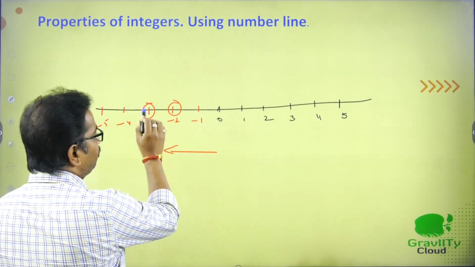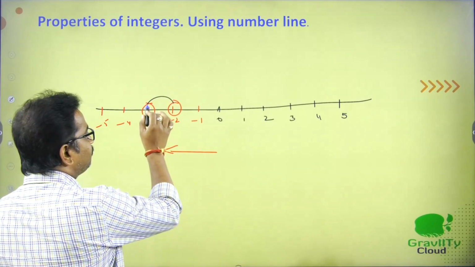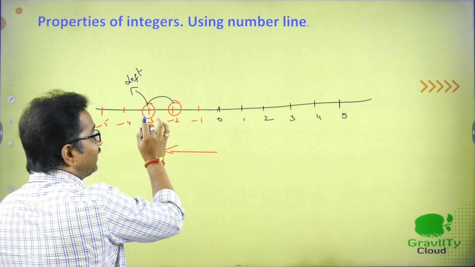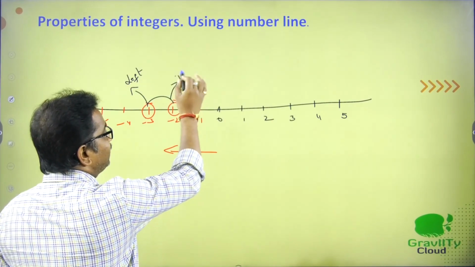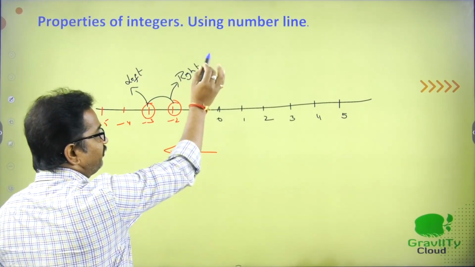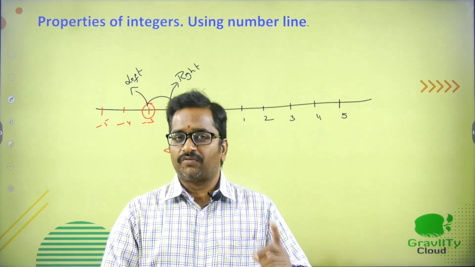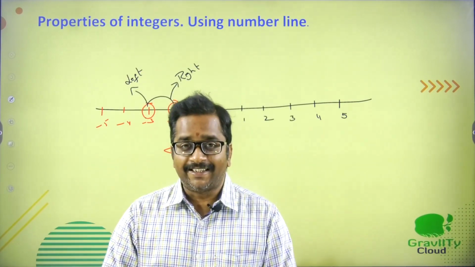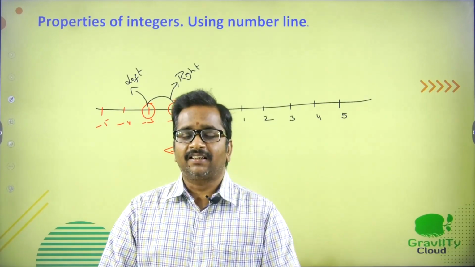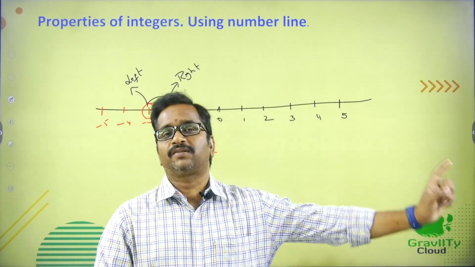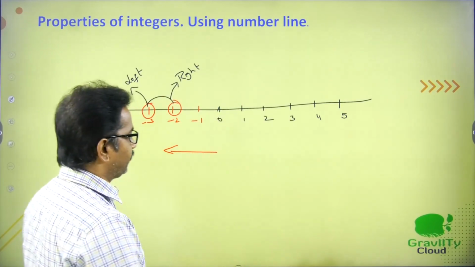So suppose you compare these two, what is the left side number? This is the left side number. So this number is always less than the right side number. That is a very important property of integers. Understand? So what do we have to know? In integers, while representing the numbers, the left side number is always smaller when compared to the right side number.